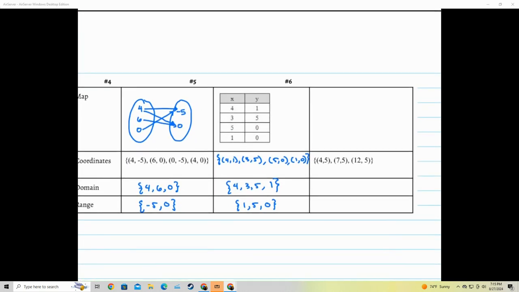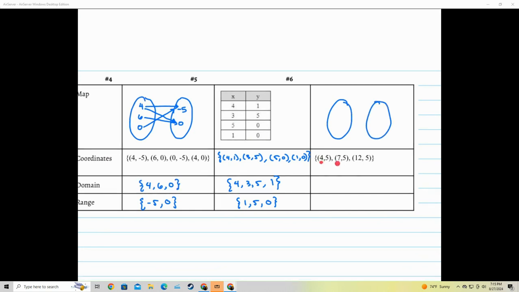All right, and this last one, again, they did not give me the map, but I can go ahead and draw the map. I got 2 sets of numbers. The first set has the numbers 4, 7, and 12. The second set has the numbers 5, 5, and 5, but it's just 5, so I'm just going to write 5. And as far as mapping, I know that 4 goes to 5, 7 goes to 5, and 12 goes to 5. They all go to 5.